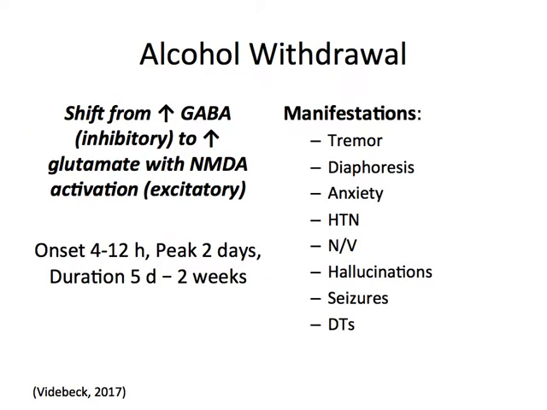In alcohol withdrawal, there's a shift from the increase in gamma-aminobutyric acid, which is inhibitory, to an increase in glutamate with N-methyl D-aspartate activation, which is excitatory. The onset is often 4 to 12 hours, and it peaks within 2 days. The duration of alcohol withdrawal can be anywhere from 5 days to 2 weeks. Manifestations can include tremor, diaphoresis, anxiety, hypertension, nausea and vomiting, hallucinations, seizures, and delirium tremens.